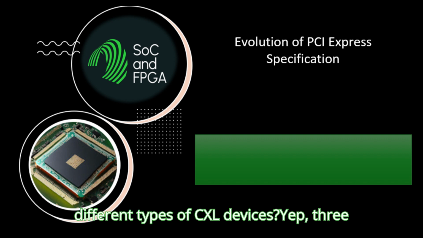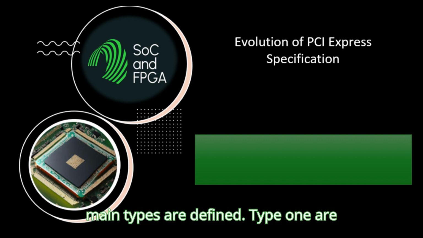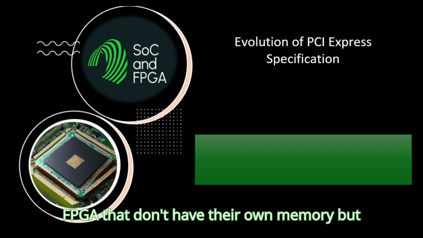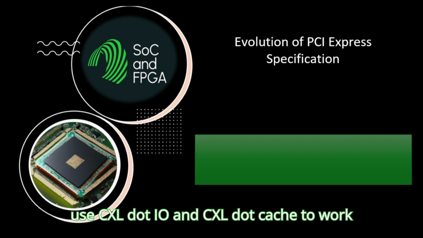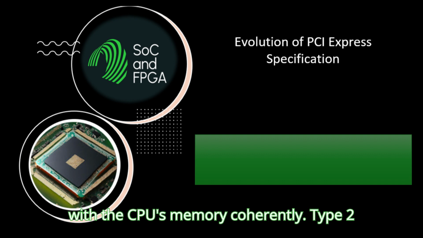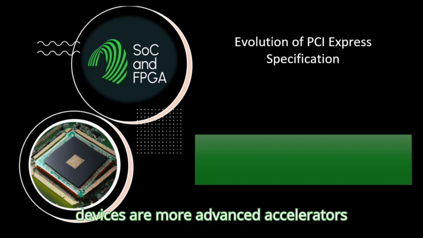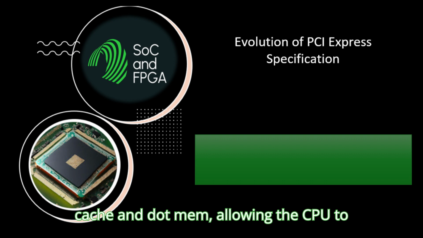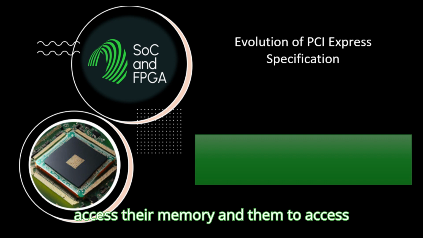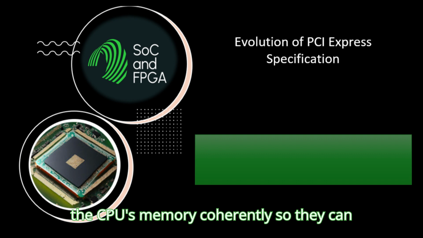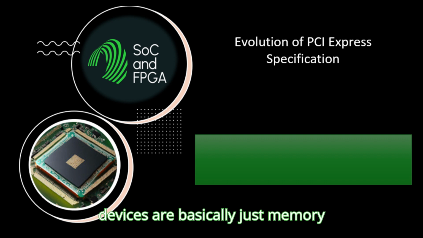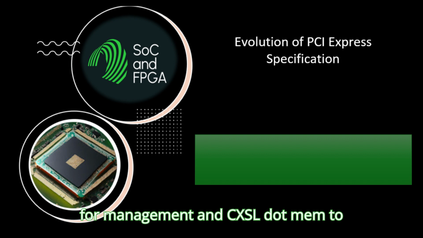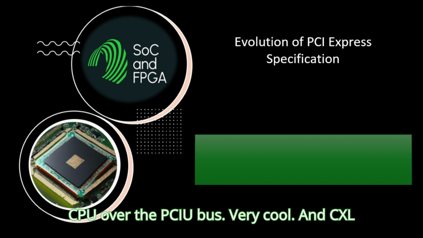Are there different types of CXL devices? Yep. Three main types are defined. Type 1 are accelerators, maybe like a basic GPU or FPGA, that don't have their own memory but use CXL.io and CXL.cache to work with the CPU's memory coherently. Type 2 devices are more advanced accelerators with their own attached memory. They can use all three protocols, CXL.io, .cache, and .mem, allowing the CPU to access their memory and them to access the CPU's memory coherently. So they can share memory pools. Right. And Type 3 devices are basically just memory expansion modules. Yep. They use CXL.io for management and CXL.mem to provide additional memory capacity to the CPU over the PCIe bus.